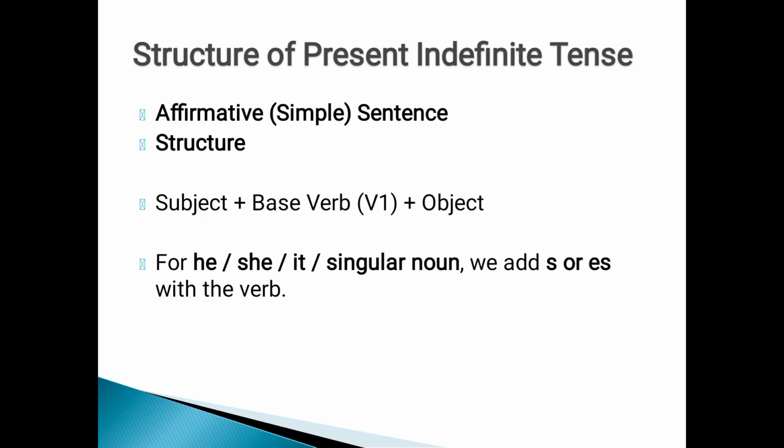Now we will move toward the structure of present indefinite tense. We have to construct this tense by following the structure: subject plus base verb, which is also called first form of verb, plus object. And for he, she, it, or a singular noun or subject, we add s or es with the verb.